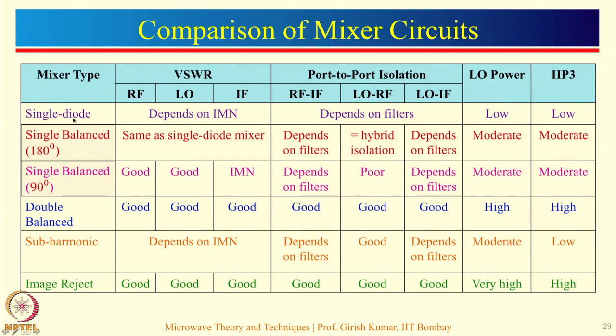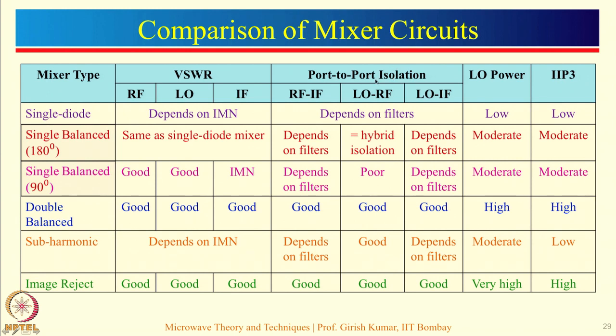In case of single diode mixers, there are no coupling structures used, so all the three port VSWRs depend on the impedance matching network. If you observe here, for single balanced mixers using a 90 degree hybrid, we get a good VSWR for RF and LO ports as compared to those using a 180 degree hybrid, which is the inherent property of a 90 degree hybrid coupler. For double balanced mixers, again we use couplers, so we have a good VSWR. For subharmonic mixers, we don't use any coupling structures, so it depends on the impedance matching networks. For image reject mixers, if you recall, we use coupling structures, so we have a good VSWR at all three ports.